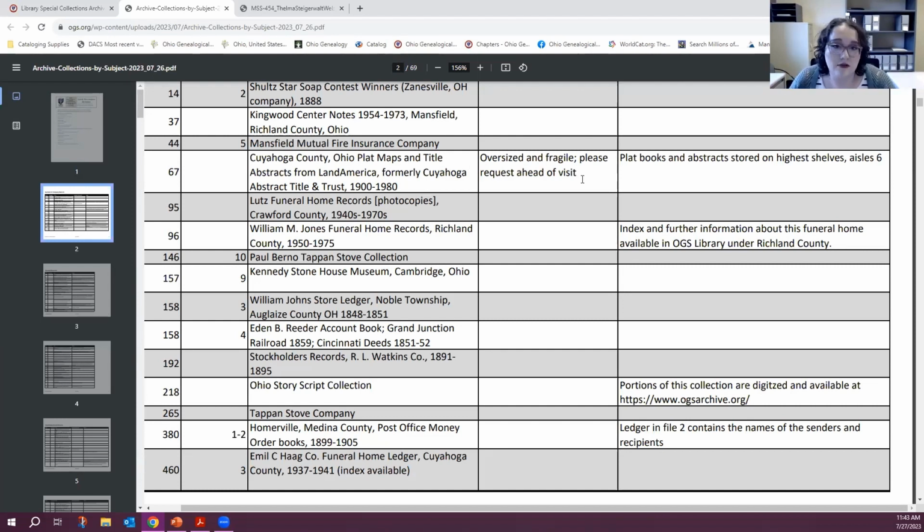So if there's no finding aid for a collection, the manuscript key will tell you if it is oversized and fragile, and if it should be requested in advance of your visit. And you can always email me directly if you're not sure. Always appreciate a heads up. So don't feel like you're bothering me if you aren't sure.